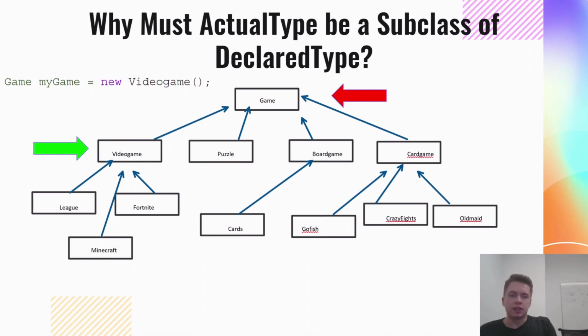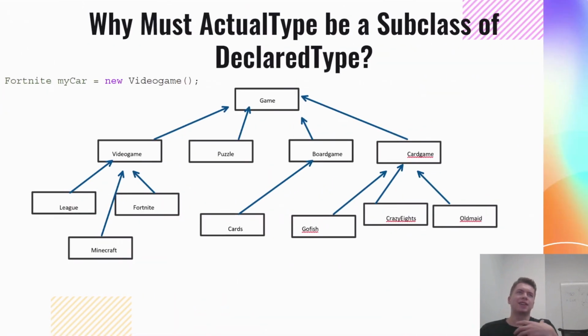However, if we try to do Minecraft myGame equals new VideoGame, there's no guarantee that video game contains all the states and behaviors of Minecraft. Maybe we added a field or a method that's not contained in video game in its child class. So this is where we'd get an error. But for this example, it's okay, like we said. Video game is a subclass of game.